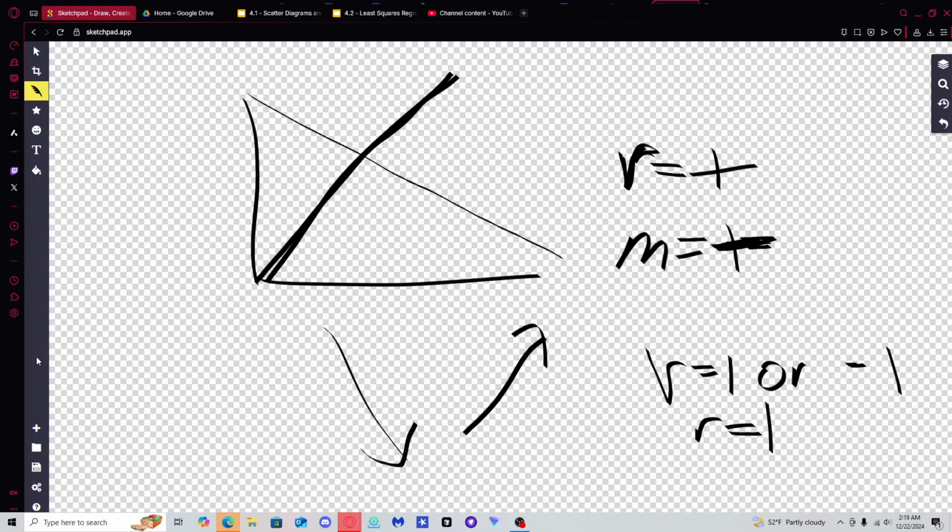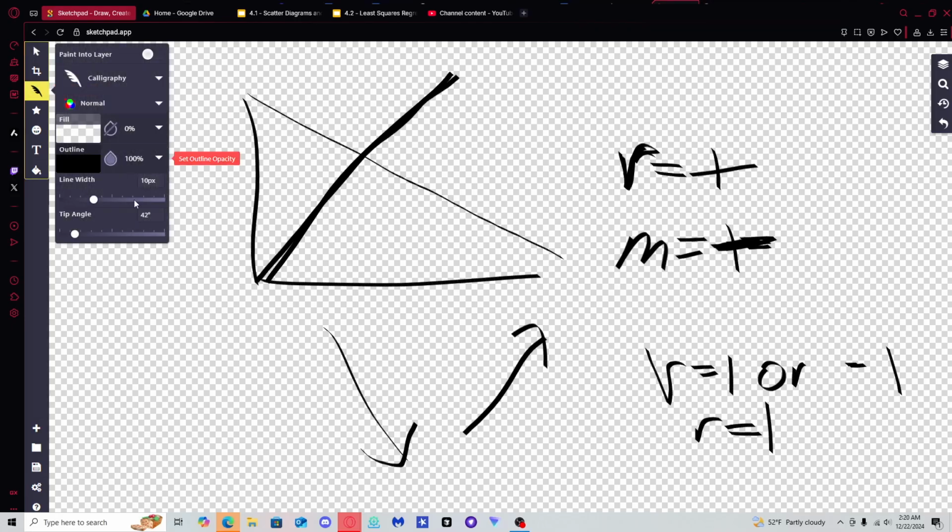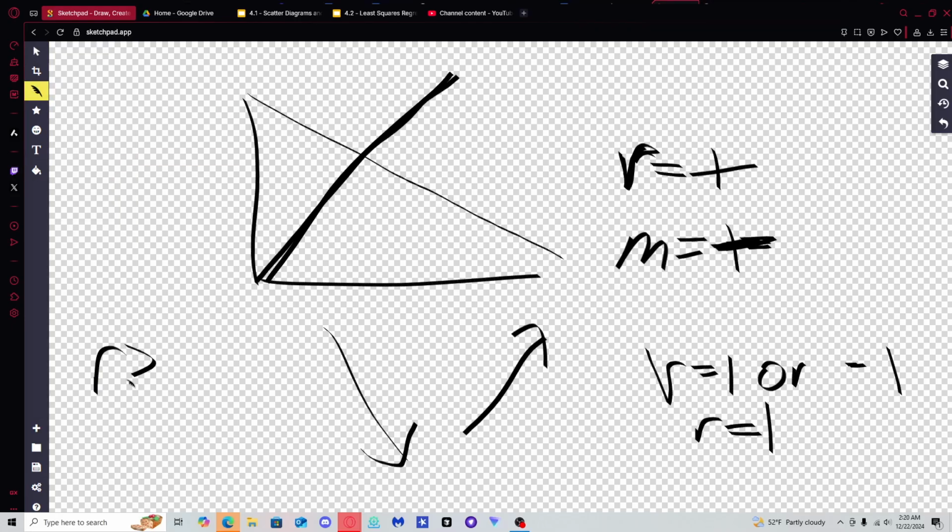It's perfectly straight, and it hits all the points. However, typically, your textbook will tell you what is considered linear, or what is considered a linear line. And a good rule of thumb is if r is greater than 0.7 or less than -0.7, it does appear to show a linear relationship.